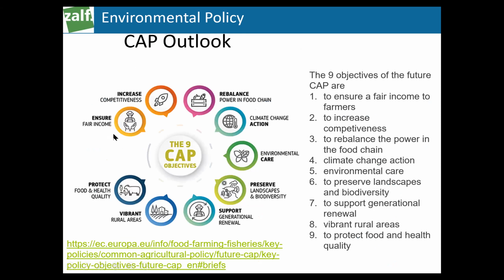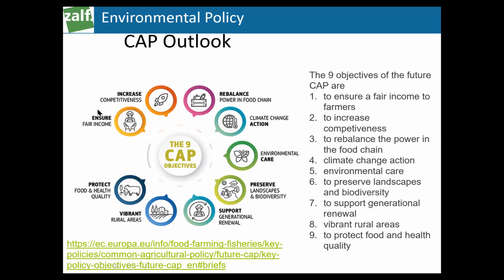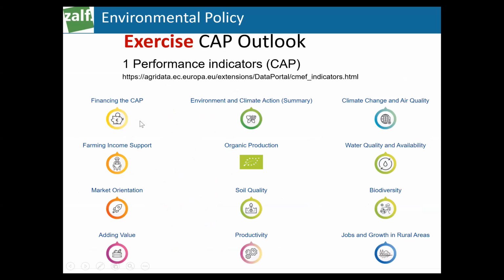But if you look at those objectives of the Common Agriculture Policy, you have the link here. You can open it as well, because you can also open my slides from the Moodle system. And we have performance indicators. The performance indicators, luckily, match with the objectives in most cases. You find them on the increase of competitiveness.